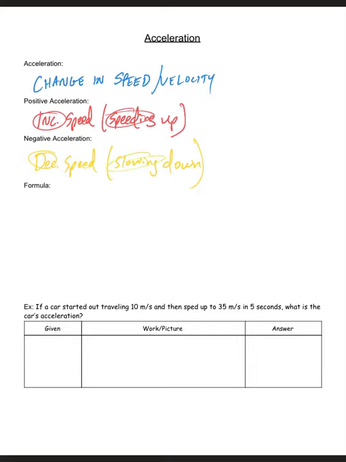So how do we solve for it? What is the formula? Acceleration is going to be equal to VF, which is final velocity, minus VI, which is initial velocity, in parentheses, all over time. And over here, I'll label what each of those variables mean. A is acceleration. That's what you need to be able to solve for.